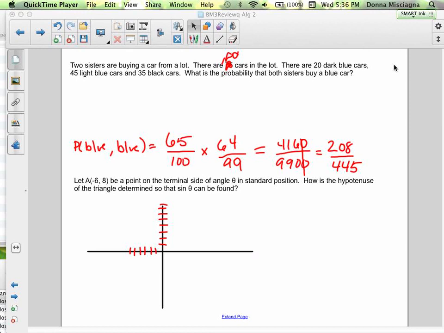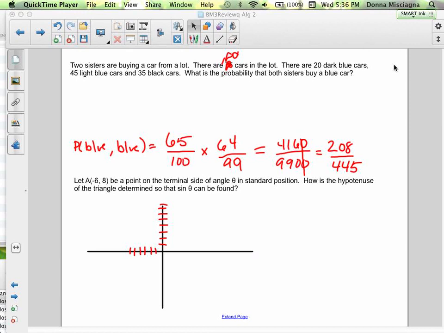Right? And if you're finding the probability of more than one event, you multiply the probabilities. So the probability would be 65/100 times 64/99, and then once you reduce, you get 208/445. Right? So that was the last question.